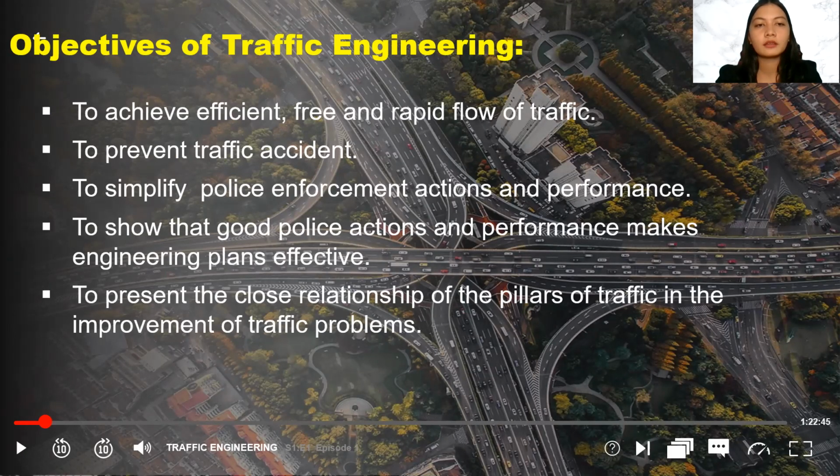This will be convenient to police enforcement like the HPG and the LTO personnel because in that way their actions and performances will be lessened. For the fourth, to show that good police actions and performance make engineering plans effective. Last is to present the close relationship of the pillars of traffic in the improvement of traffic problems.